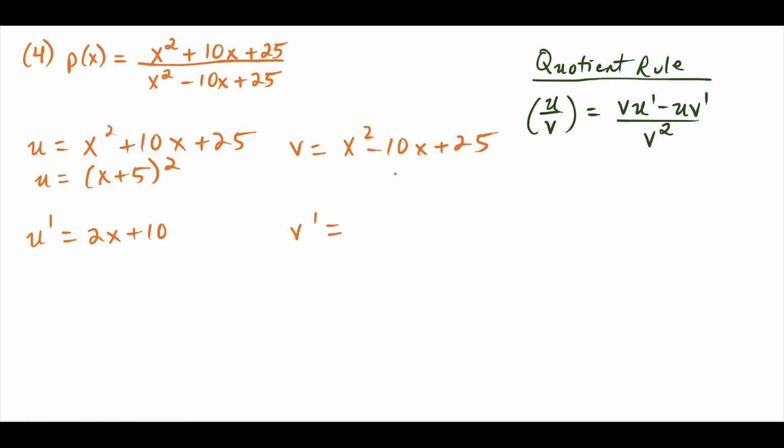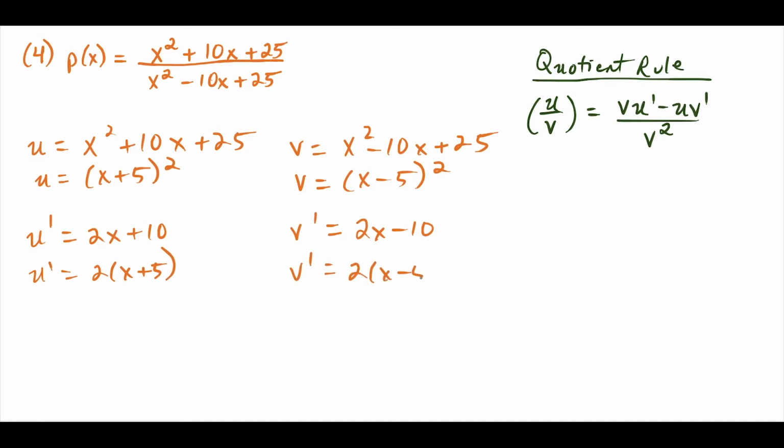And when we look over here, v prime would be 2x minus 10. And if we just take that extra second to factor everything, v could also be called x minus 5 squared. And then u prime we could also call 2 times x plus 5. And v prime we could call 2 times x minus 5. Now, this is going to help us out because now when we apply the quotient rule, we could say that p prime of x is equal to, and we're doing v times u prime.